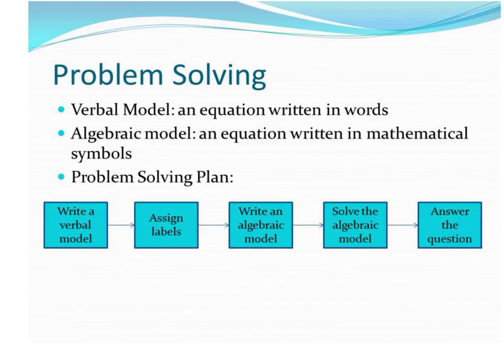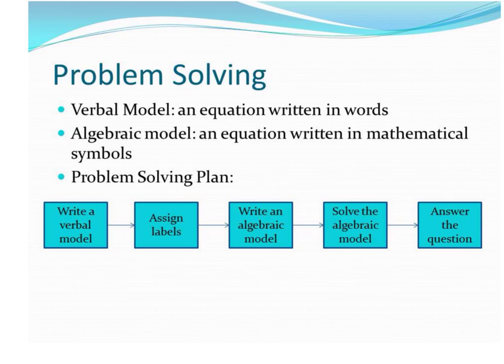So, a few definitions at first. A verbal model is an equation written in words. So instead of writing A equals 1/2 BH, we could write: the area of a triangle is equal to 1/2 the product of the base and the height. You just write it out with words. An algebraic model is the one that's written in mathematical symbols, so the A equals 1/2 BH.